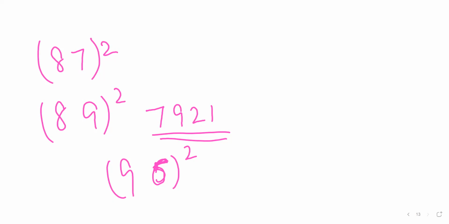1 minute. 81. Where did you go wrong? 54 into 2, 8. The middle product is wrong. Okay, I got it. Right. Now, yes.